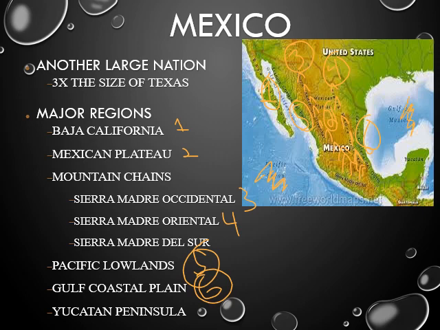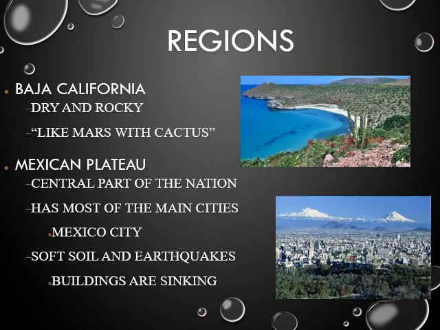And then number 7, the last one, is the Yucatan Peninsula. The Yucatan Peninsula is this little jutting area out here. We'll talk about each of these regions, what their climate is like, what kind of resources they have, and all of that kind of stuff in the next few slides. So we're going to start off with that long, skinny peninsula on the west coast, which is called Baja California.